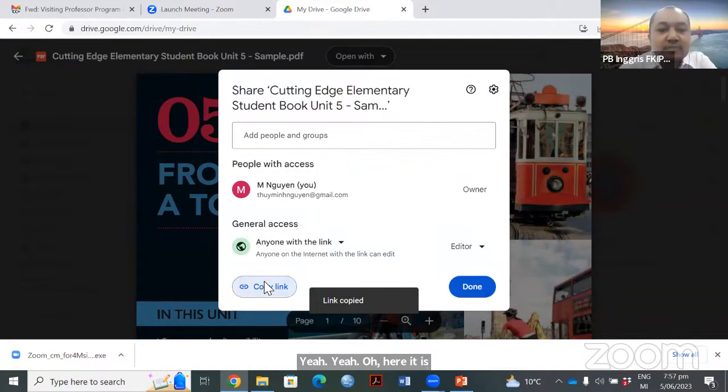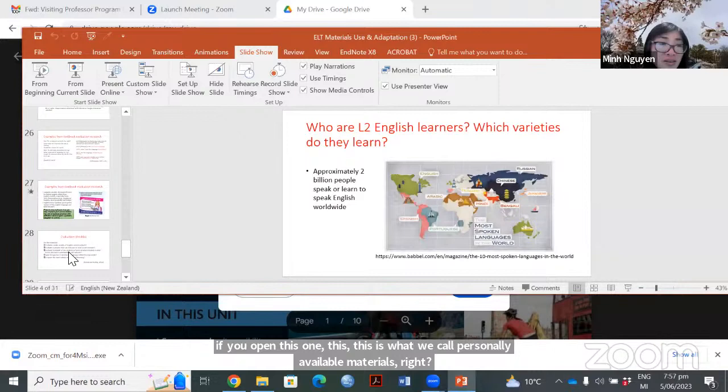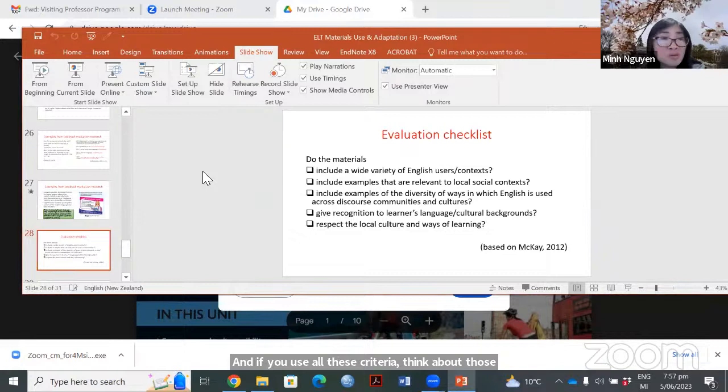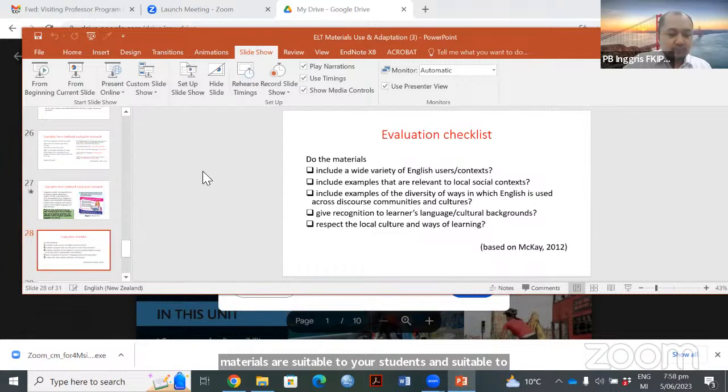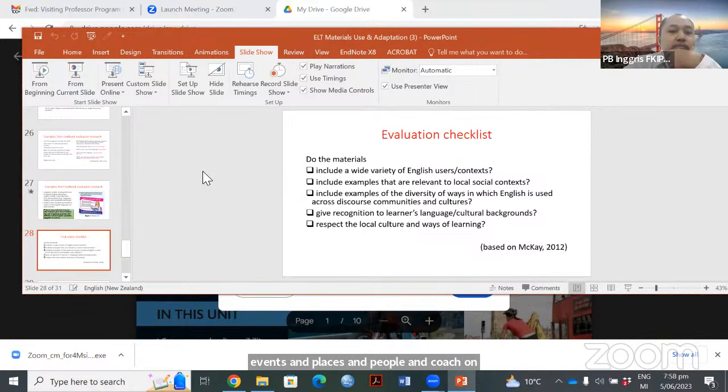So if you open this one, this is what we call commercially available materials, right? And if you use all these criteria, you can see immediately whether the materials are suitable for your students and suitable for teaching English as an international language. And you might have to adapt certain parts of it. For example, if you want to use that textbook for Indonesian students, you need to introduce more local texts, events, places, people, and cultural norms as well.